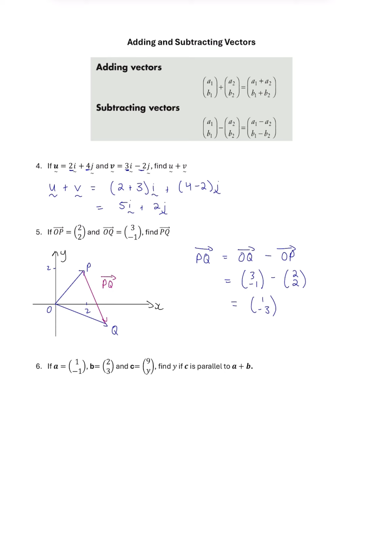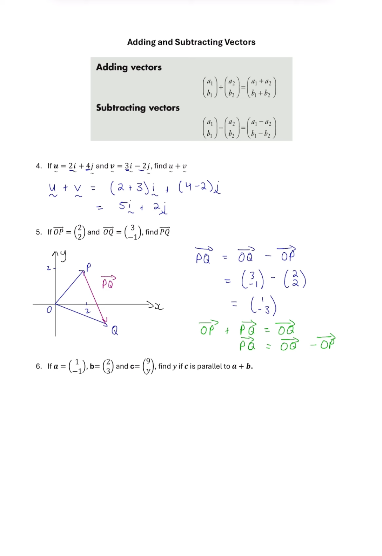Alternatively, another way to think about this is if I use the addition rule. Notice that if I follow my vectors, can you see OP plus PQ will give me vector OQ? And if I rearrange that, can you see I end up with OQ minus OP. So that's how I can also work that out.